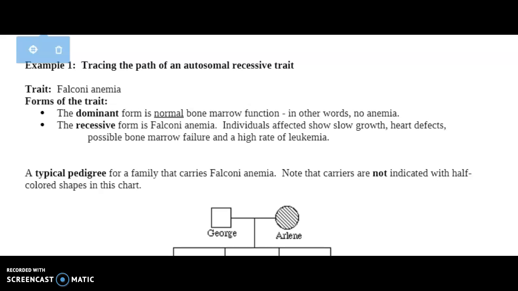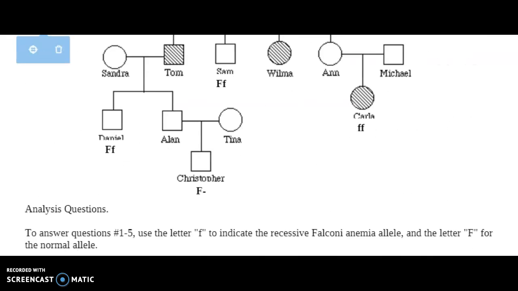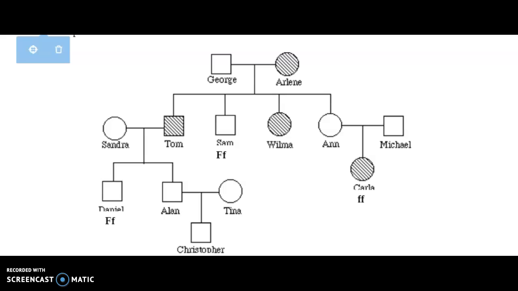So a typical pedigree for a family that carries Fanconi anemia is shown below, and it says, note that the carriers are not indicated by the half color shade. So it doesn't tell us who the carriers are. We'll have to figure that out for ourselves. And it is a recessive trait. So in order to have that trait, it would have to be little f, little f. So we know that one's little f, little f. We know this one would have to be little f, little f. It tells us here Carla is little f, little f. Tom over here would have to be little f, little f.